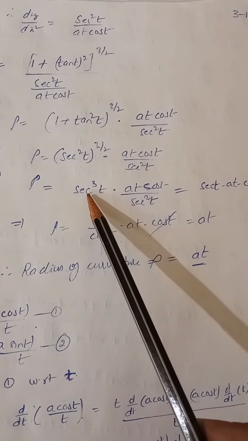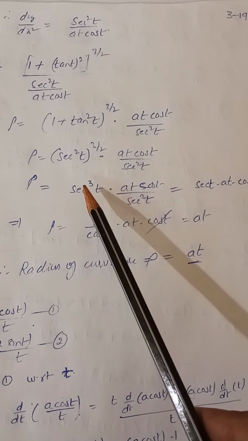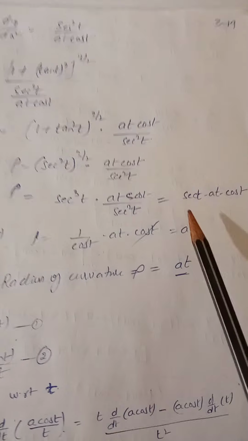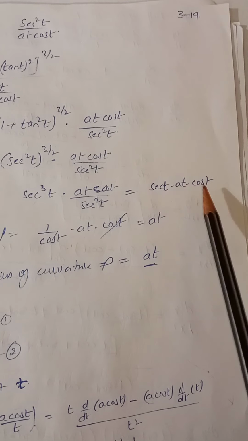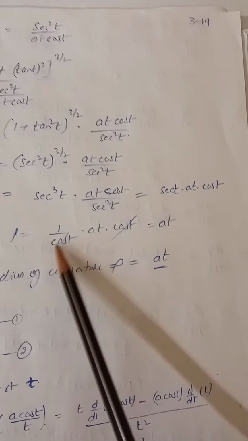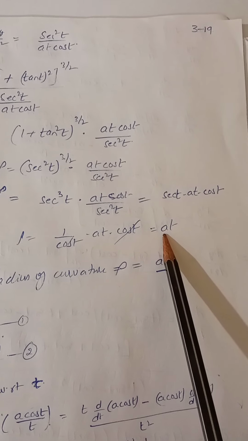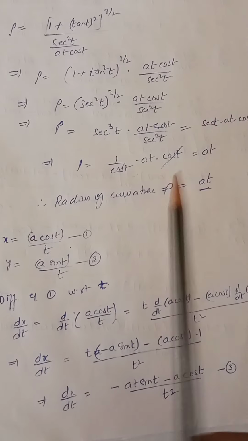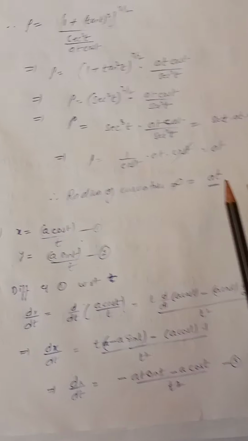Right? Again secant cube t by secant square t, the 2 gets cancelled. You will get secant t into a t cos t. Right? Secant t into a t cos t. Here secant t is nothing but 1 by cos t. Right? Cos t gets cancelled, it is equal to a t. Therefore, the radius of curvature rho is equal to a t, that is the answer.